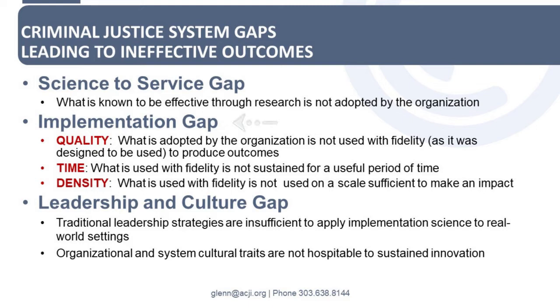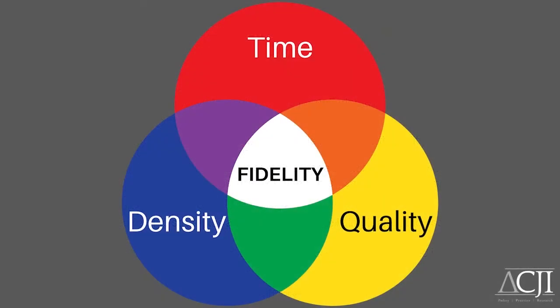Well, a bigger gap is the implementation gap. And the implementation gap is what we're doing. Are we doing it with fidelity, and is it producing the outcomes because of three essential components? Number one, quality.